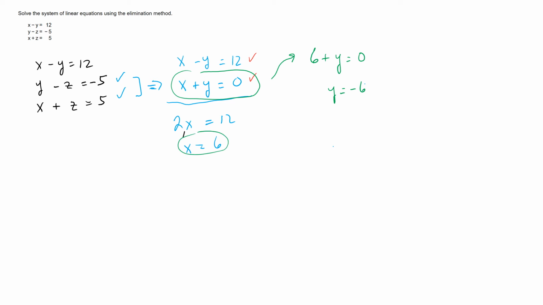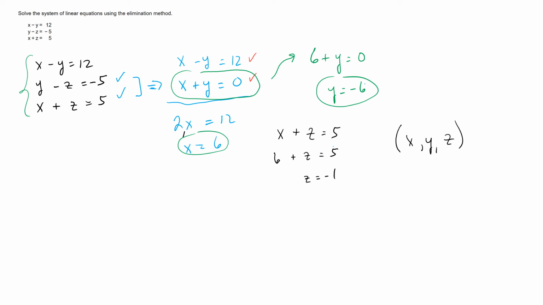So I've got x, I've got y. And then I take these two answers and plug them back into one of these two equations at the start. I guess I'll use the third one. The third equation is x plus z equals 5. And I know that x is 6. And so after subtracting 6 from both sides, I get z equals negative 1. And so the solution to this, the ordered triple, we write as x, y, z. It would be 6, negative 6, negative 1.